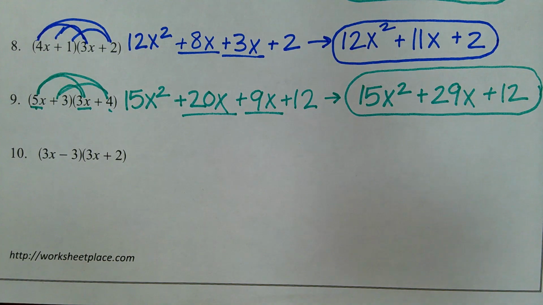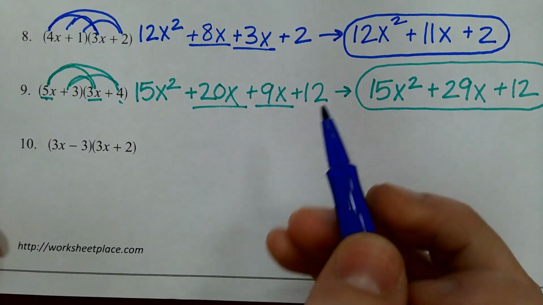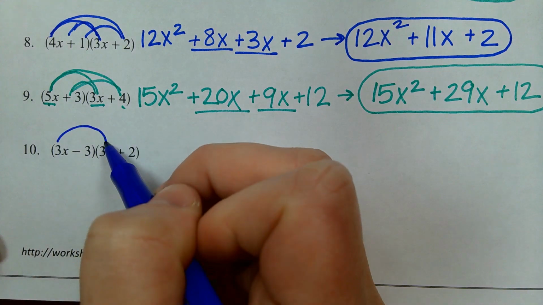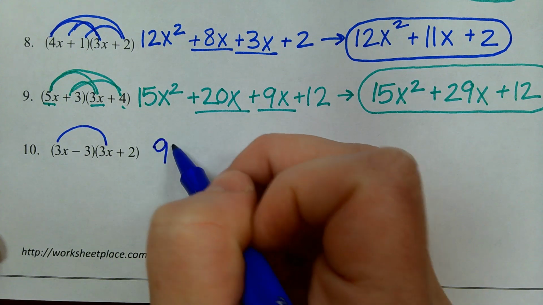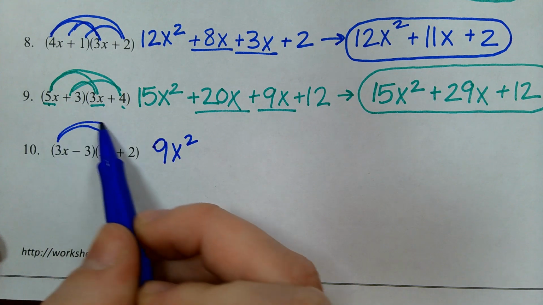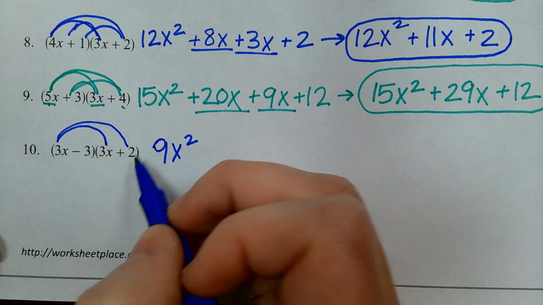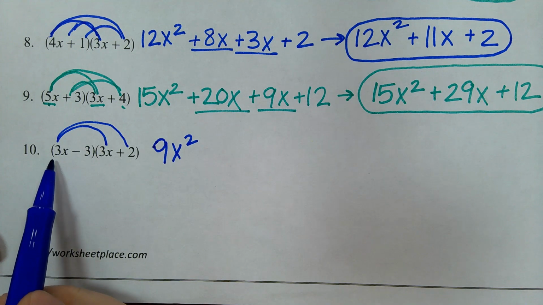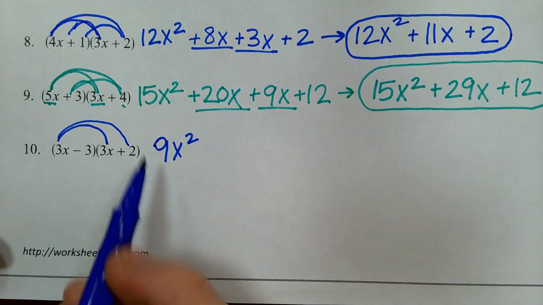We've got 3x minus 3 times 3x plus 2. What should we do? 3x times 3x. Yeah, 3x times 3x is 9x squared. 9x squared. Then what? First, outer: 3x times just 2. You're right, Riri. 6x.